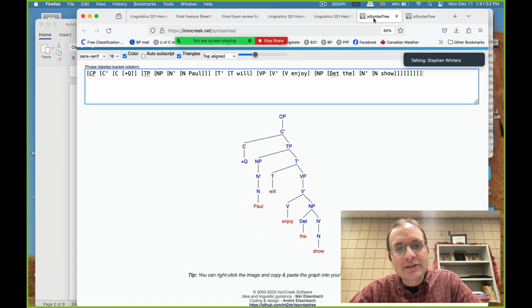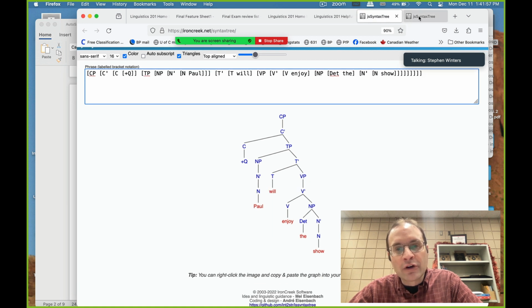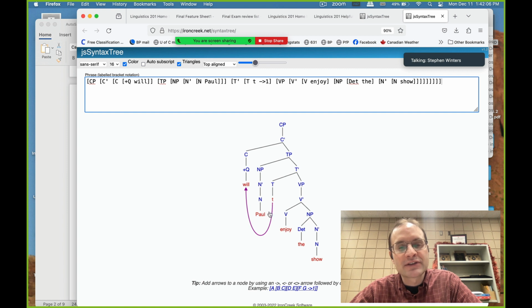Basically, what happens if we go back and forth between the two is the auxiliary verb moves out of that T slot, and it will go to that C slot that's bearing the plus Q feature in the deep structure. So on the surface, will precedes Paul, and it's "will Paul enjoy the show," which is a yes/no question. You can answer yes or no to that.